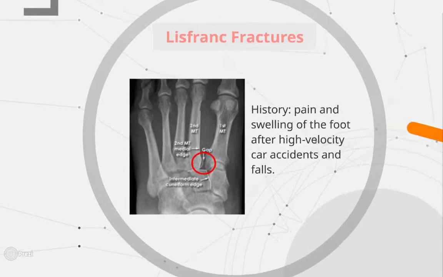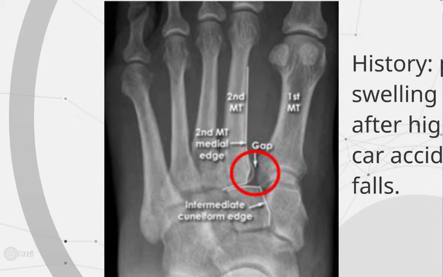X-rays. Assess the second and fourth metatarsals. The following indicate a Lisfranc fracture. Widening of the space between the first and second metatarsal bones. The medial edge of the second metatarsal should be in line with the medial edge of the intermediate cuneiform bone.